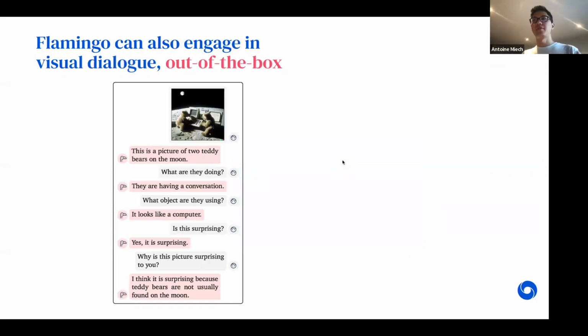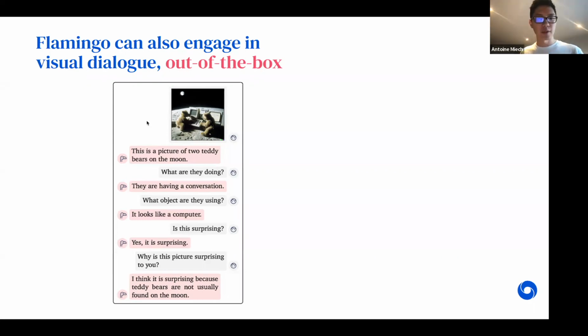And so, given that framework, we have seen that Flamingo can also engage in visual dialogue out of the box. Here I'm just showing an example of a dialogue that we had with Flamingo. You can see gray boxes and pink boxes. The gray boxes are input from users, so it's from us, and the pink ones are results from the Flamingo language model.